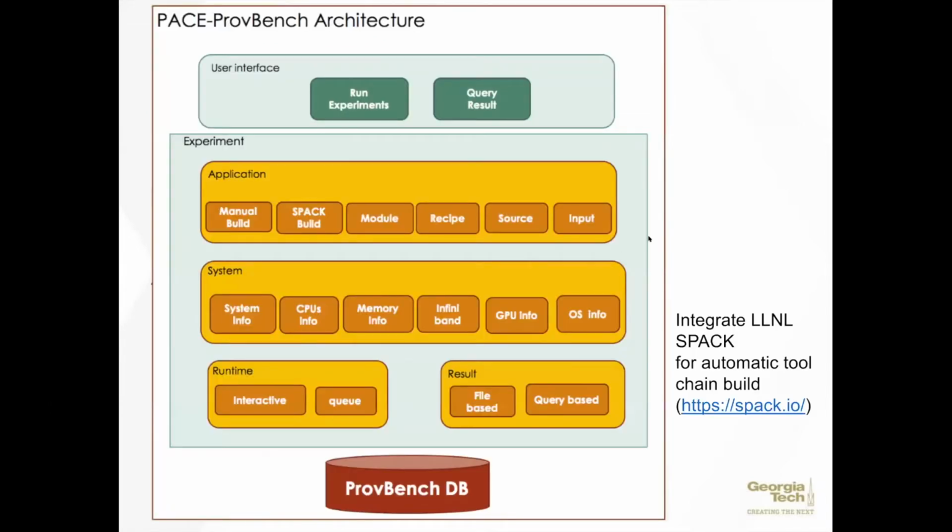So this is the architecture of the framework. It is mainly a layered and componentized design. At the bottom layer, we have the provenance database, and the middle layer is the main part of this framework. We can see that each experiment component has 4 other components associated with it.